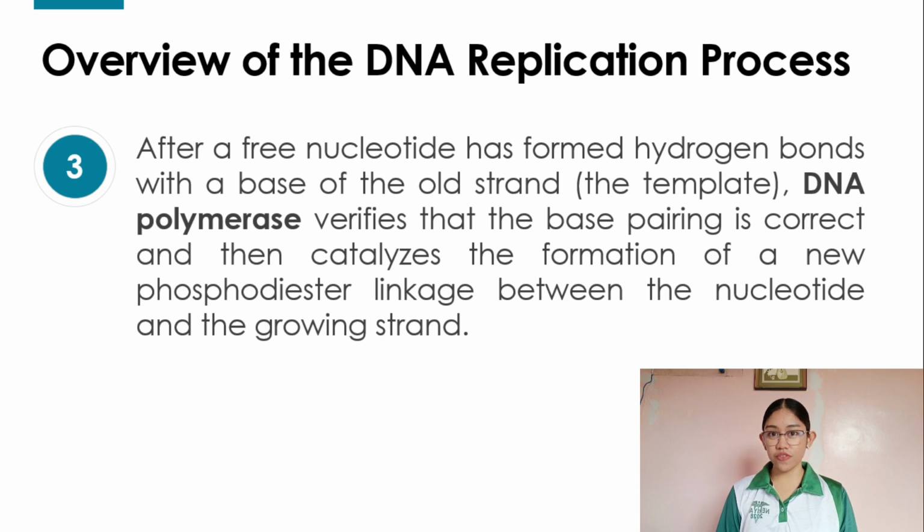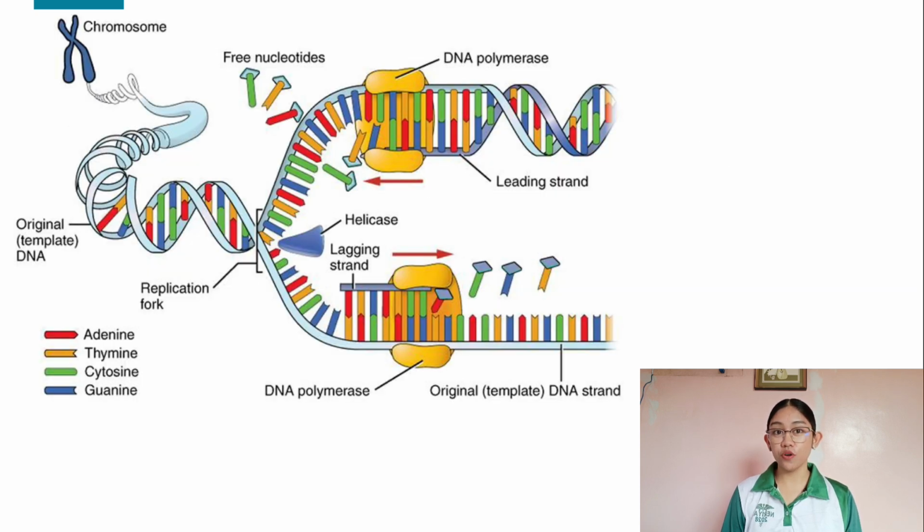Now for the last step of the DNA replication process, after a free nucleotide has formed hydrogen bonds with the base of the old strand or template, DNA polymerase, also an enzyme, verifies that the base pairing is correct. So kaning DNA polymerase, mo ni siya ang tig-check kung sakto ra ba ang base pairing nga ni occur. If adenine paired with thymine and if cytosine paired with guanine. Because when a newly added nucleotide does not form proper hydrogen bonds with a template strand, this destabilizes the DNA strand, alerting DNA polymerase that there is a mistake.